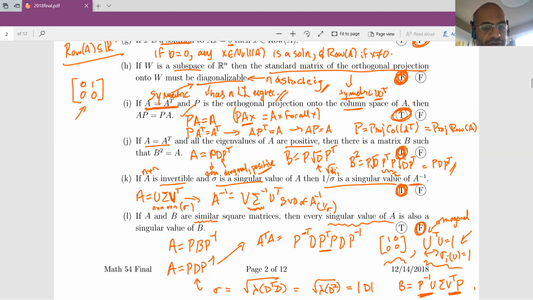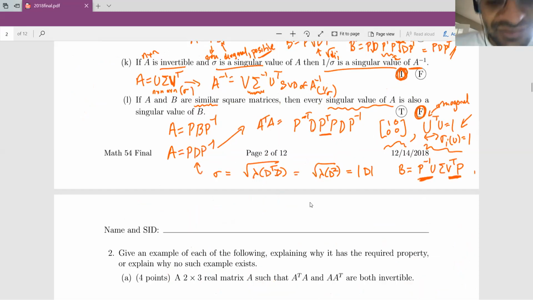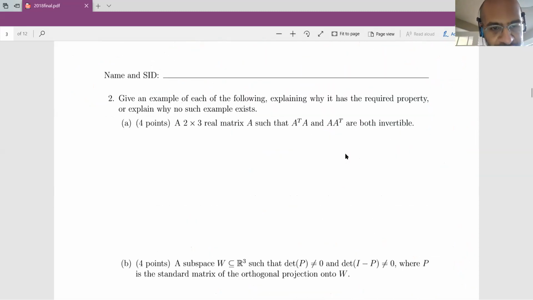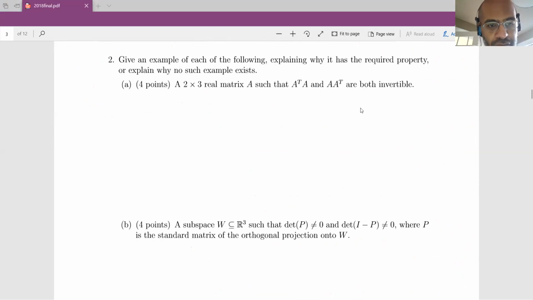Okay, well, let's move on to section 2. The hardest parts of the exam are the first 2 questions, as usual in my exam, so maybe we'll spend most of the time on that. 2A: give an example or explain why no such example exists. A 2 by 3 matrix A so that A transpose A and A A transpose are both invertible. Anybody know how to approach this?